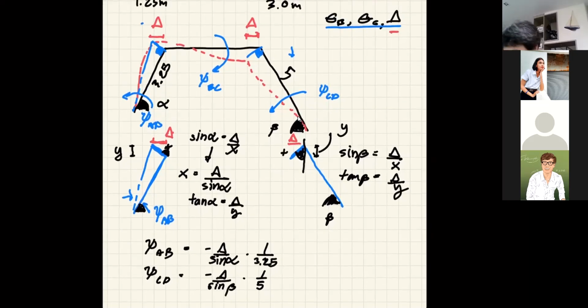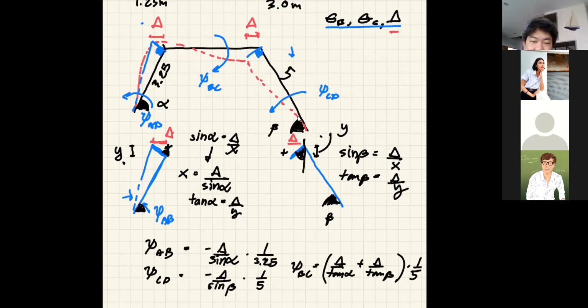Okay, and the last one is rather tough. It's psi BC. That becomes a y from this term plus the y from that term, because you see from the picture, one side goes up, another side comes down. So it helps increase the angle, right? So that is delta over tan alpha plus delta over tan beta, and then divided by the length of member BC, which is 5.